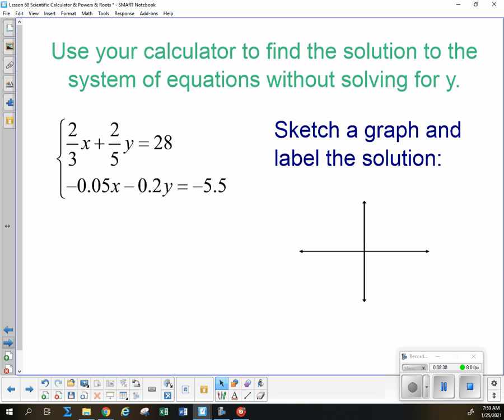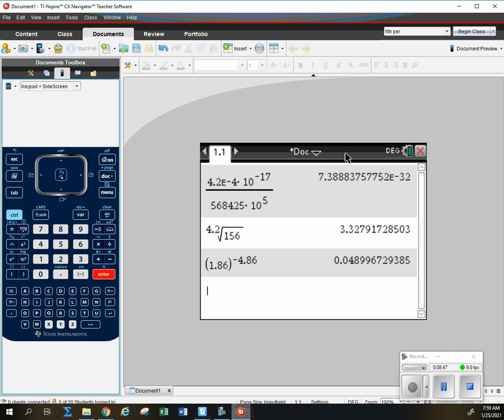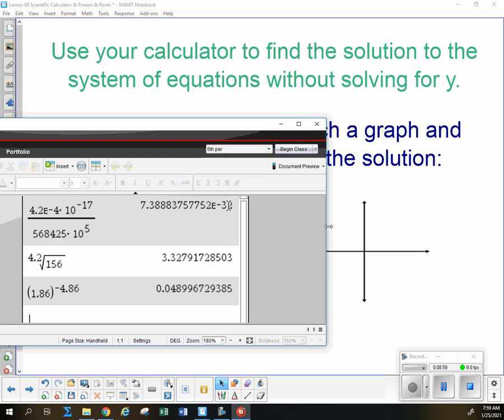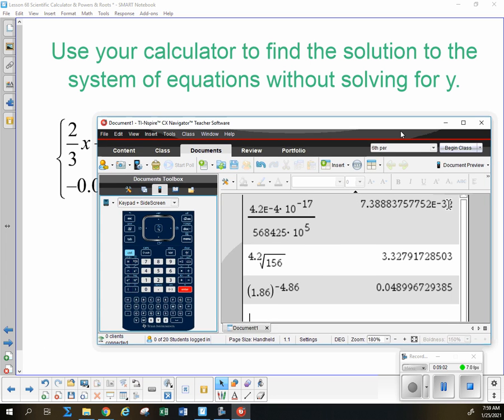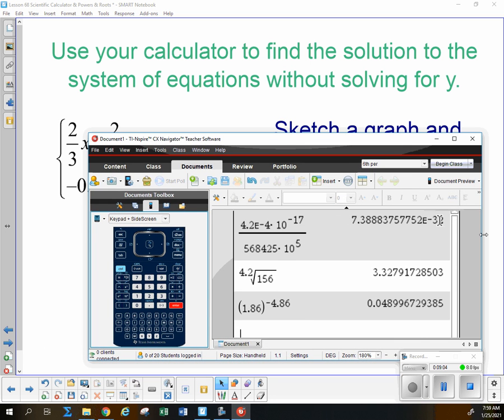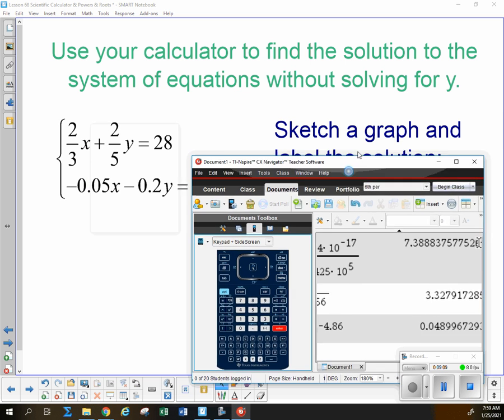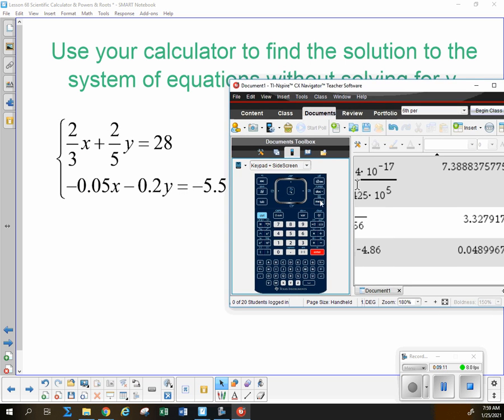So copy these 2 equations down on your paper, because when we're looking at my calculator screen, it's going to be harder to see those. Maybe I can minimize this a little bit. I can't reach that high. Okay, I can sort of see it there.